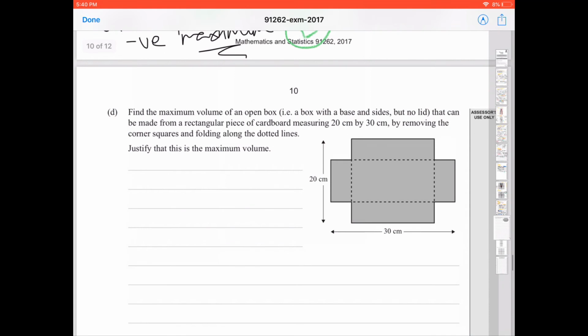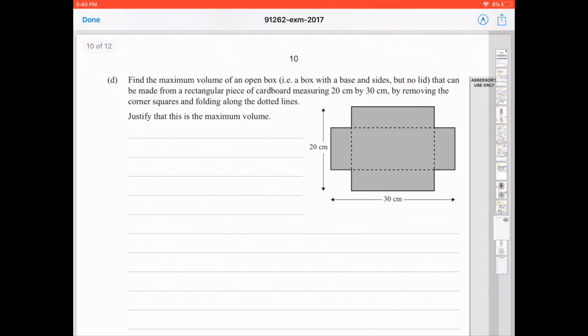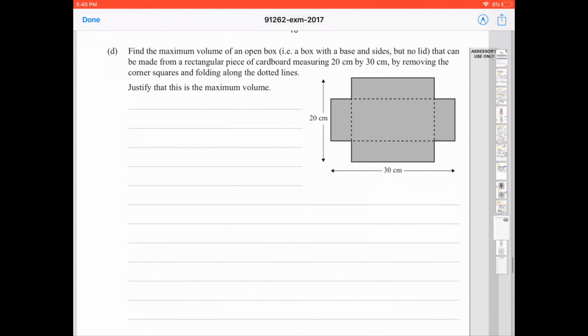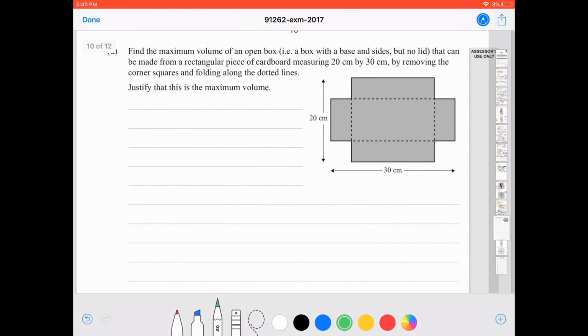Moving on to the last question of the paper, 3D, and it says find the maximum volume of an open box, a box with a base and sides but no lid, that can be made from a rectangular piece of cardboard measuring 20 by 30 centimeters by removing the corner squares and folding along the dotted lines, and that's what they've shown us here.